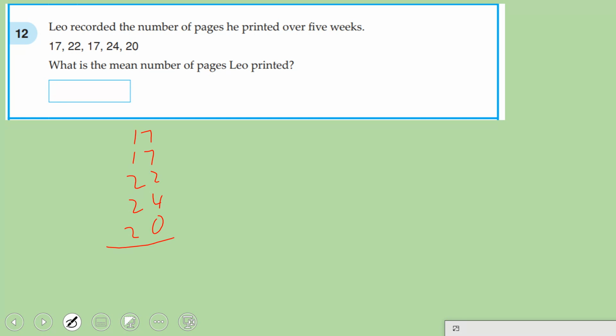So 7, 7, 14 plus 6 is 20. 1, 2, 3, 4, 5, 6, 7, 8, 9, 10. 100. 100 divided by 5. Hopefully you know that that's 20. Just like 10 divided by 5 equals 2. We're just adding a 0. That's all it is. 20 pages on average.